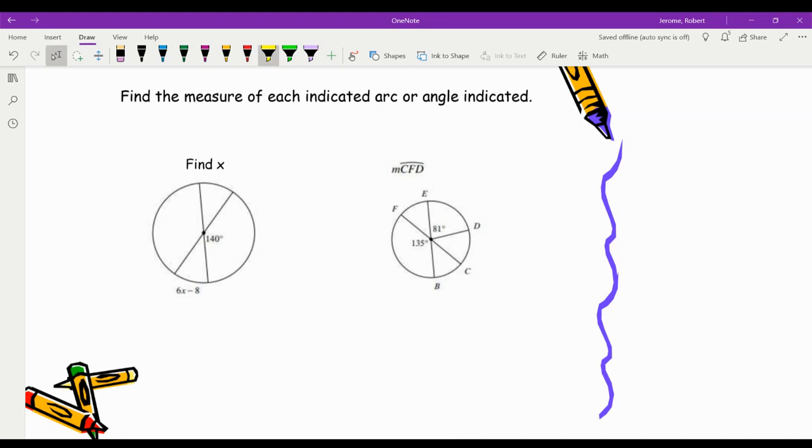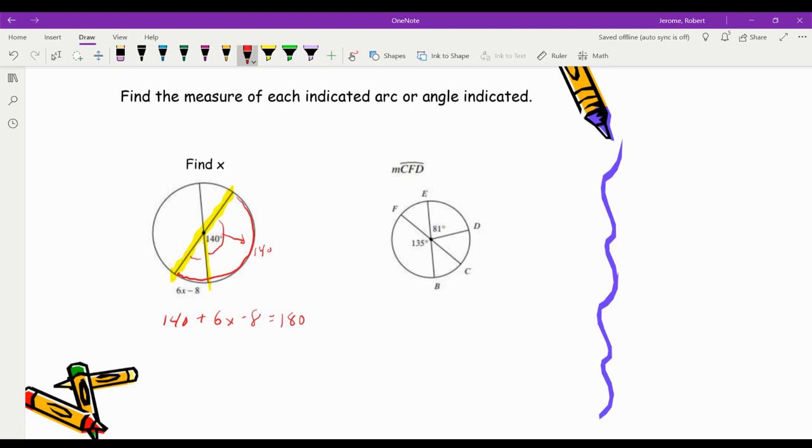Very similar question. We're working with the 140 and the one next to it. Well, again, there's our split. This is really just a chapter 1 linear pair, supplementary. The only thing that makes it a circle question is that we can say the 140 comes out to the arc, and we're going to add the two arcs. So we have 140 plus 6x minus 8 equals 180, and then we can solve it from there.